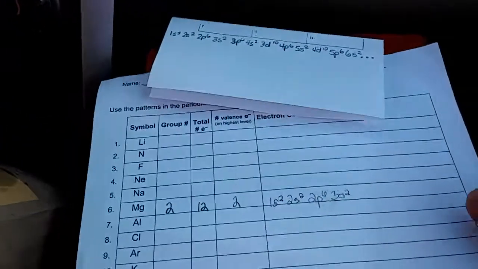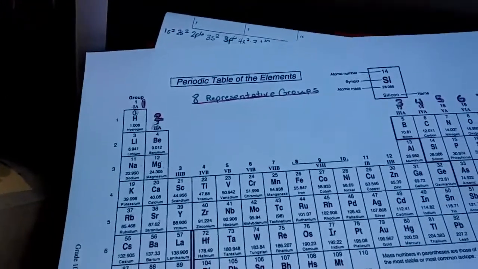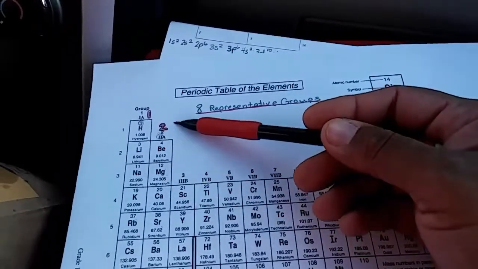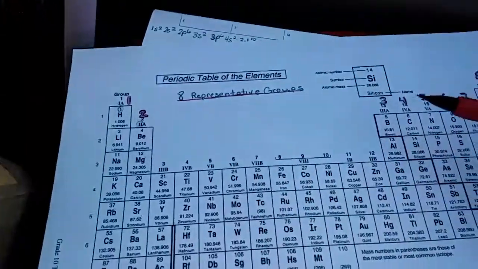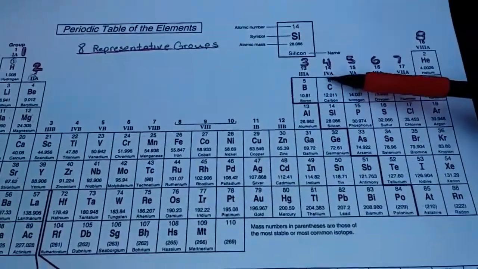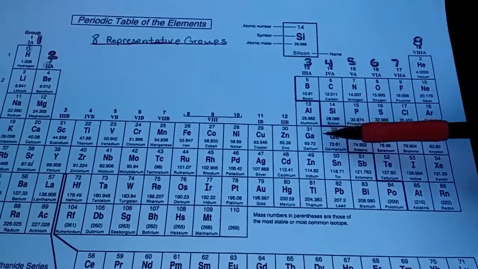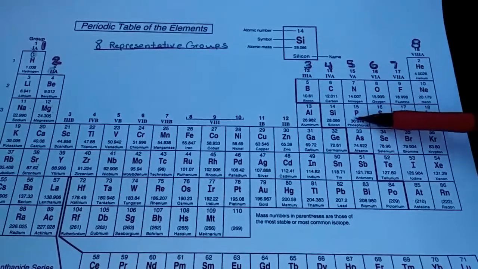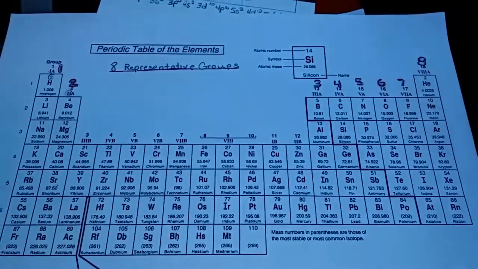The other thing that you can do is you look at the group number. So because magnesium is in group 2, that would also tell you that it has 2 valence electrons. So the group numbers also identify the valence electrons for that particular atom. If we were talking about aluminum, aluminum has 3 valence electrons. If we're talking about phosphorus, phosphorus has 5 valence electrons, and so on.